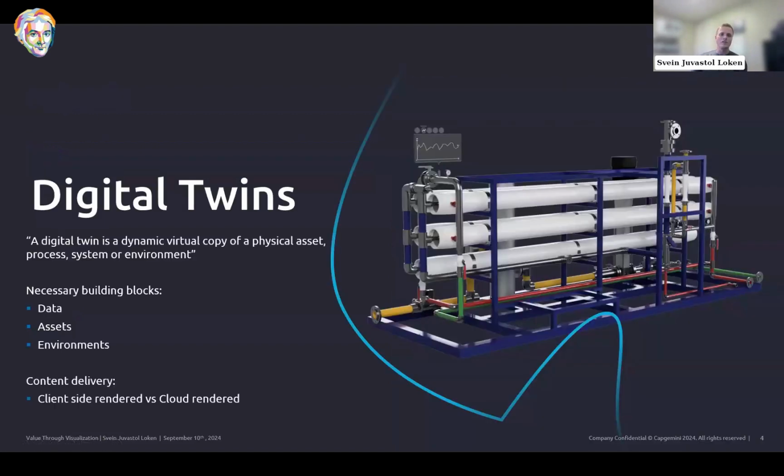So the definition of a digital twin is a dynamic virtual copy of a physical asset, process, system, or environment. I tend to skip the last part. I like the physical assets. And to create a digital twin, you obviously need some data. Without data, it's just a visualization of a 3D model. And you need some assets and you need environments. And all these parts tend to increase cost quite a lot. And that's why I think most people stop at the data and just create some dashboards and be done with it.